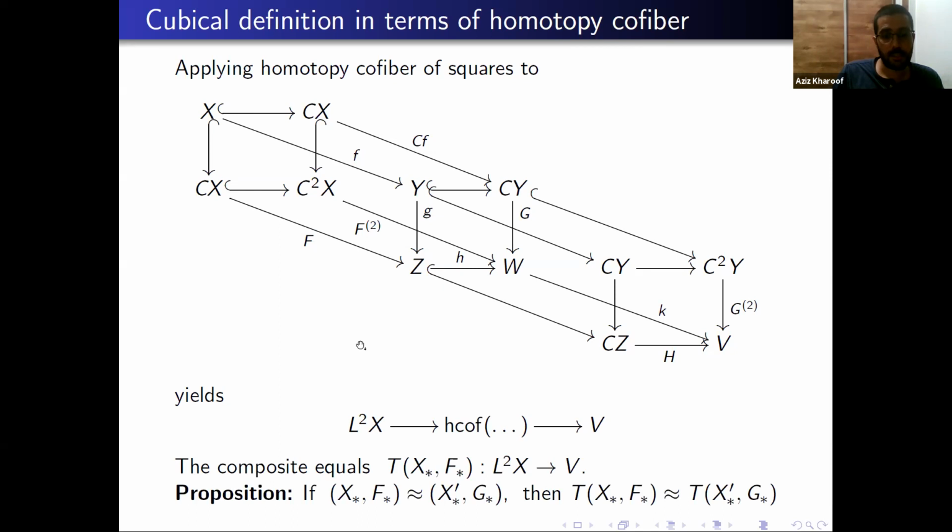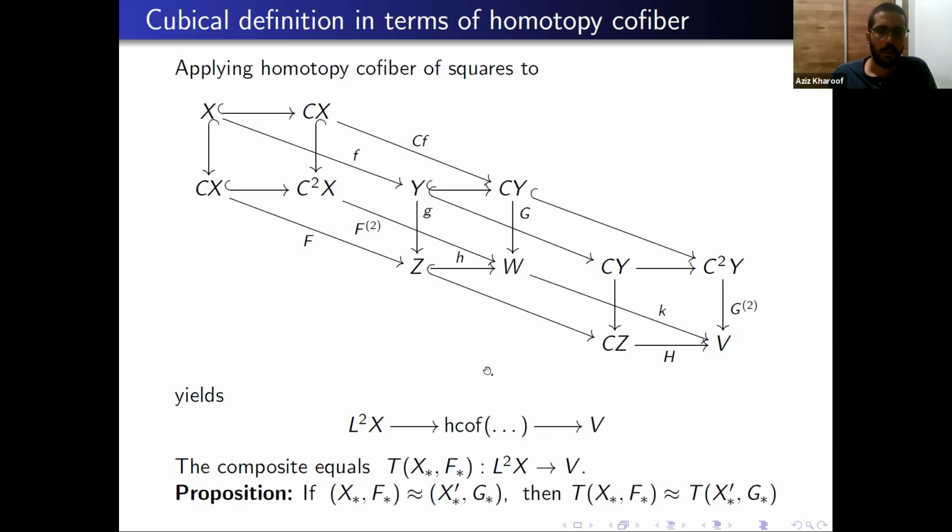And the proposition is that if we have an equivalence of Toda systems, then we get equivalent Todas. It's obvious because we use the homotopy cofiber, we use the homotopy colimit. So it's obvious, I think. How much time do I have? About 6 minutes or a little bit more. Yeah, 6 minutes.